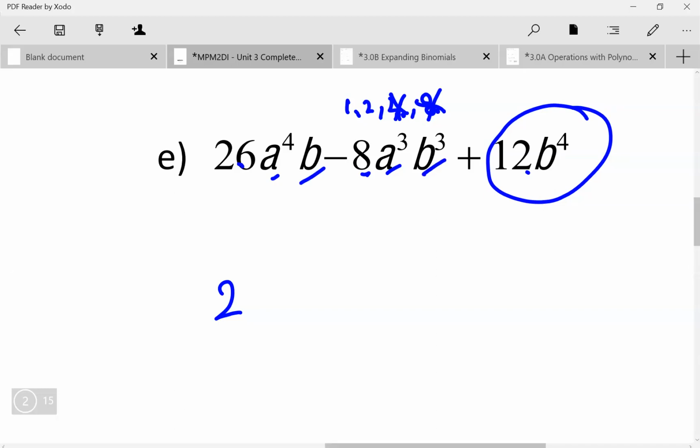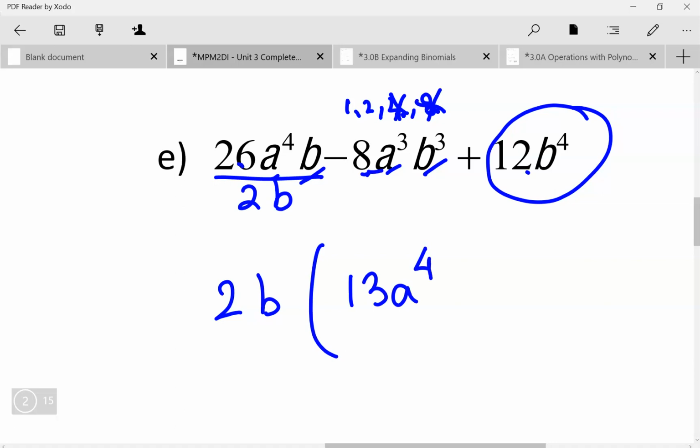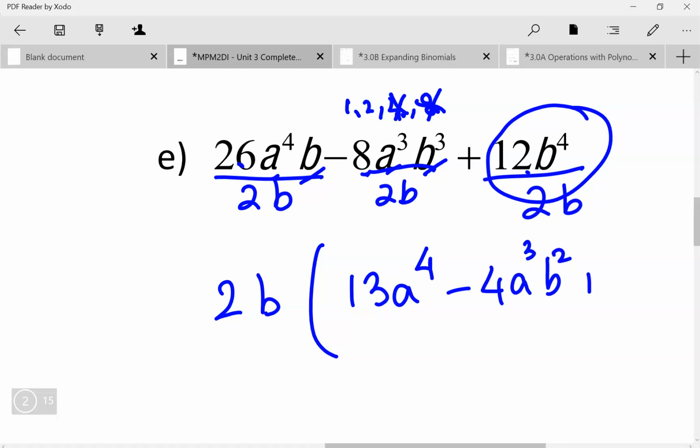B to the power of 3, so I can factor out a b to the power of 1, and then I'm going to divide everything by 2b. So here I have 13a to the power of 4 minus 4a to the power of 3b squared plus 6b to the power of 3. So this would be my factored form.